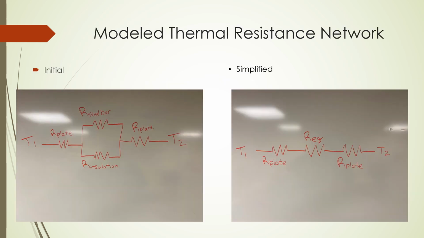So here we have the thermal resistance network. On the left-hand side, you can see the initial or complex resistance network. So you see the resistance of the first plate, which is the left-hand side of the wall. Then in the center, we have the steel bars and the insulation. And then next, we go to the last plate, which is on the inner side of the wall. That can be simplified down to just the plate, our equivalent, and then the other plate.